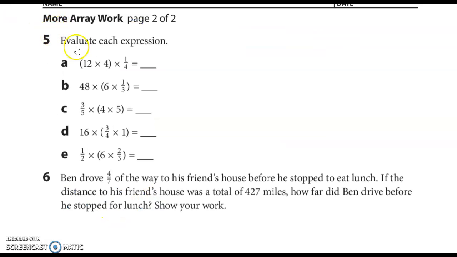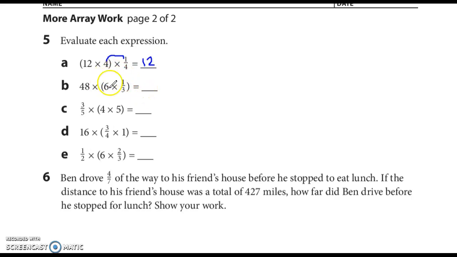All right, moving on to page 134. We're going to evaluate each expression, and remember, when everything is multiplication, you can multiply in any order that makes it easy for you. So I'm going to first take 4 times 1/4. 4 times 1/4 is 4/4, or 1, and then 12 times 1 is 12.